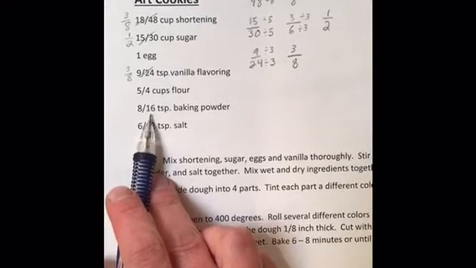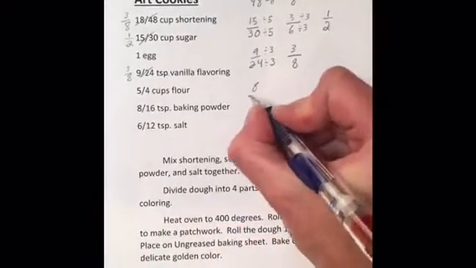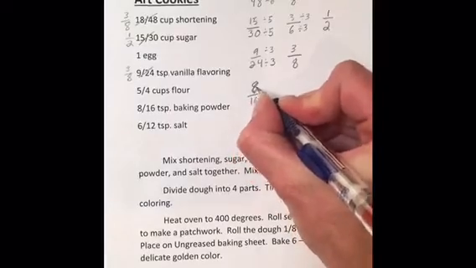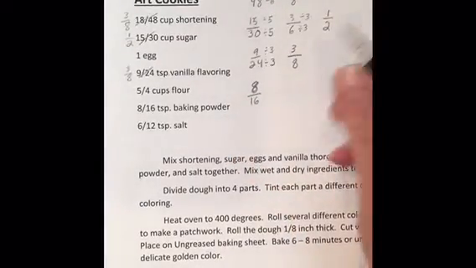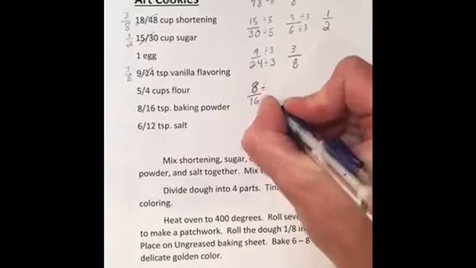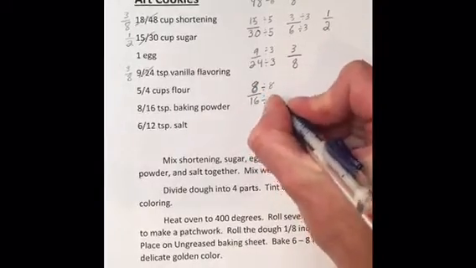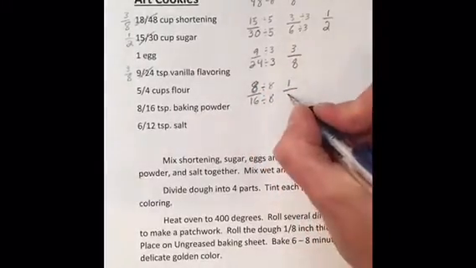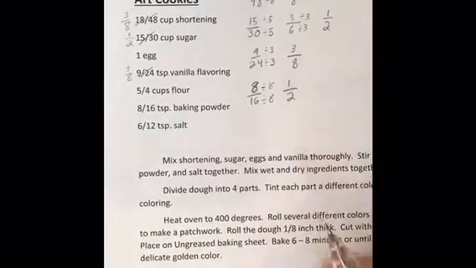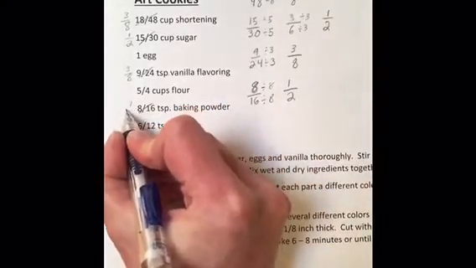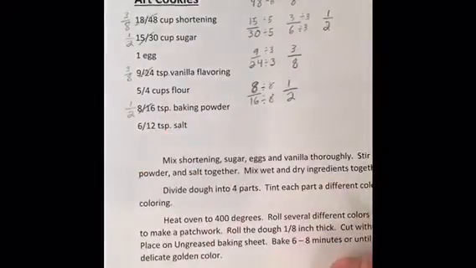8/16 of a teaspoon. Okay, 8/16. Well, I can divide both of those by 8. 8 divided by 8 is 1. 16 divided by 8 is 2. Oh, that's much easier. I only need half a teaspoon of baking powder.